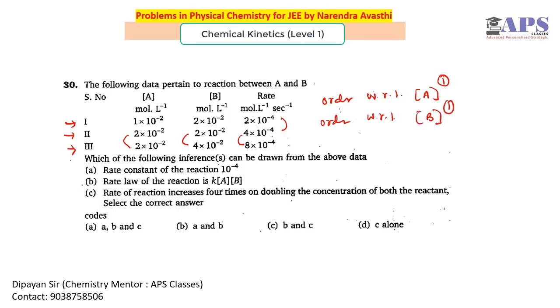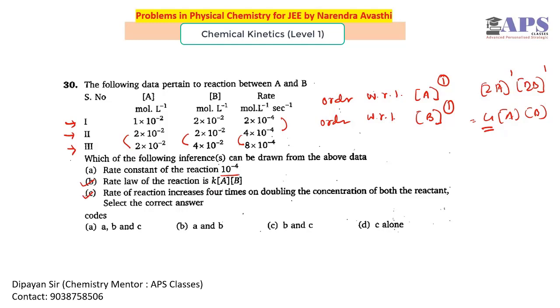So we can say that option B is correct. And the rate of the reaction increases 4 times on doubling the concentration of both reagents. This is also correct. If we consider double the concentration of A to the power 1 and double the concentration of B to the power 1, it will become 4 times A into B, which is correct. That is, the rate of the reaction will become 4 times. So option C will be the correct option.